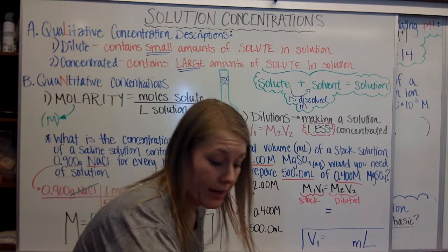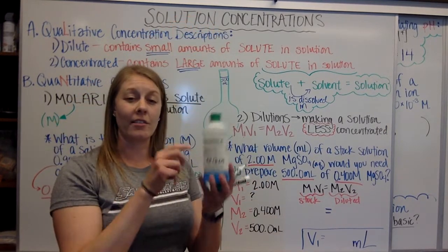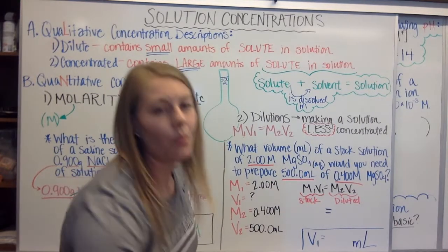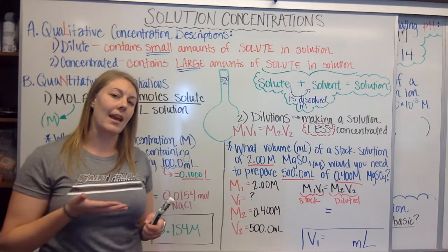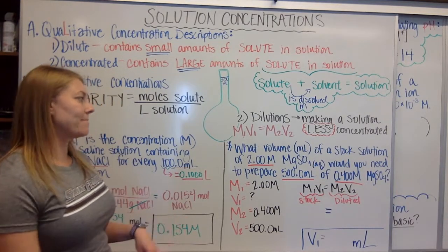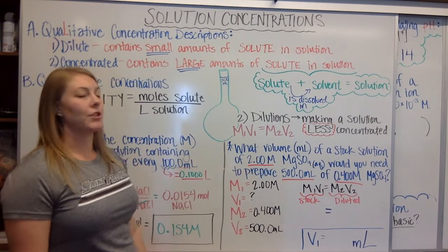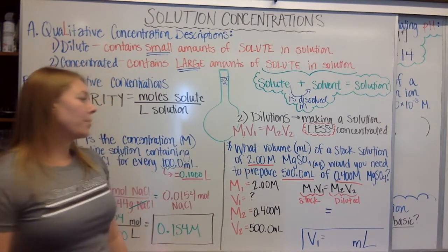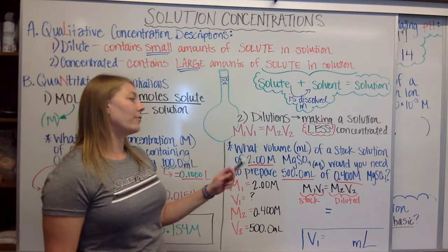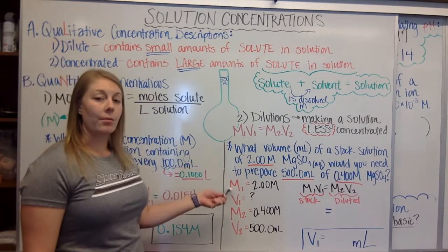That's often what we're doing when we buy a stock solution and we don't want this concentrated solution, we'll water it down. But we need to know how watered down to make it because we need to know what the actual molarity is for our chemistry calculations. So, what volume of a stock solution of 2 molar MgSO4 would you need to prepare 500 milliliters of 0.4 molar MgSO4? Okay, so I've done our variables list over here.